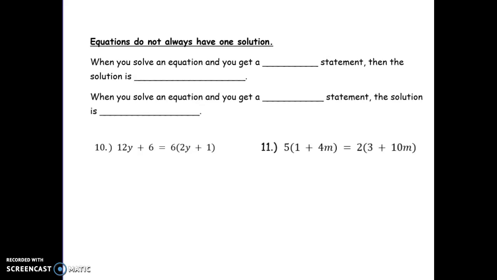Now, that's not always the case. Okay, when you solve an equation and you get a true statement, the solution is actually all real numbers, okay? Meaning that any number would work, okay? We write that with a special symbol. It looks like an R, but it has a double stem like that, so that's all real numbers. And if you solve an equation and you get a false statement, the solution is no solution. So there's no possible number that would make that work. And let me show you an example of each.